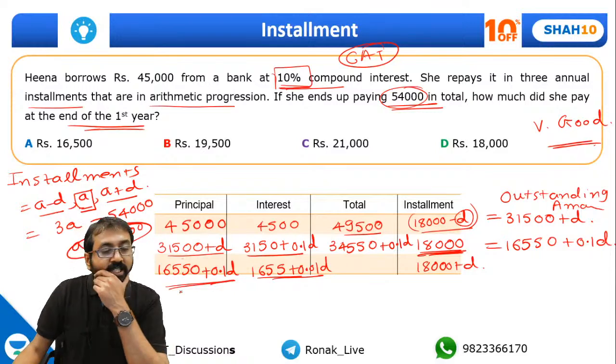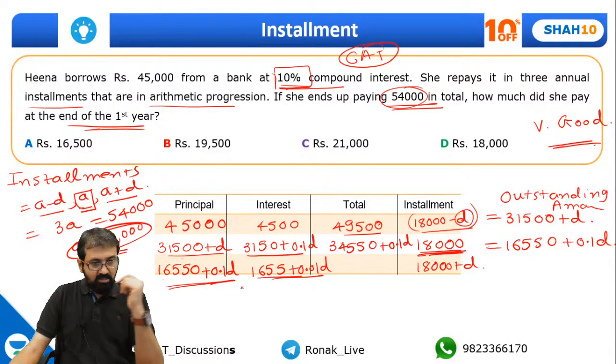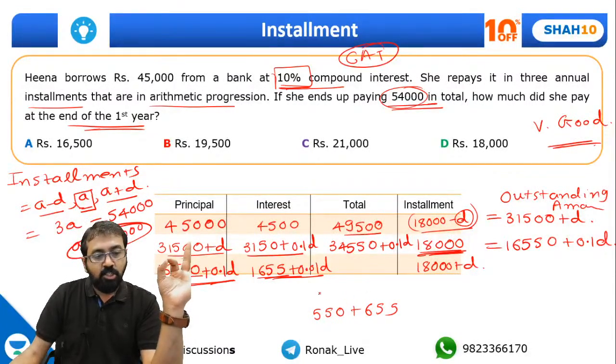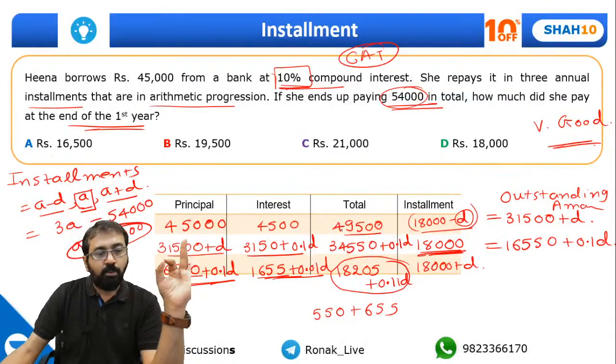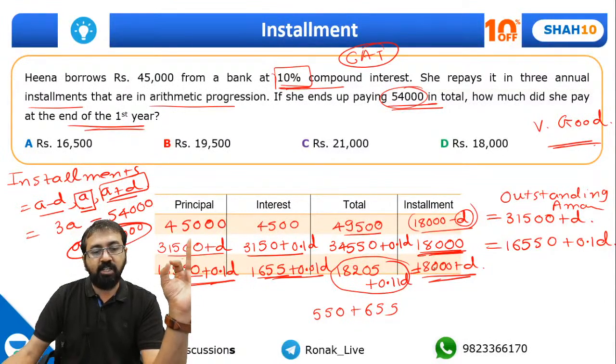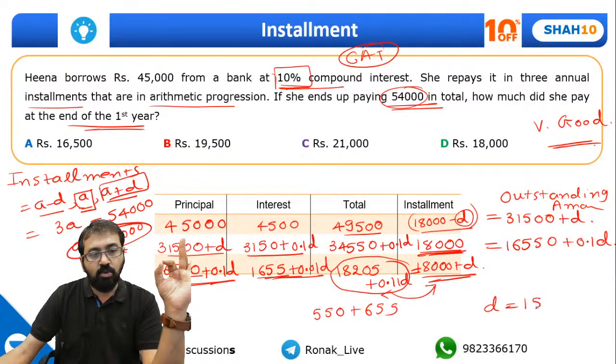So total outstanding कितना हो गया? Add this two. So you will get 17,550 plus 655. 550 plus 655. So can I say it's going to be 1205, right? So 17,000 plus 1205. It's going to be 18,205. Correct? Plus 0.11D. So this is your total outstanding, and that you are clearing with this third installment of 18,000 plus D. So this two should be equal. 18,205 plus 0.11D should be equal to 18,000 plus D. So guys, through this one, if you solve this thing, so you will get your D as 1,500.